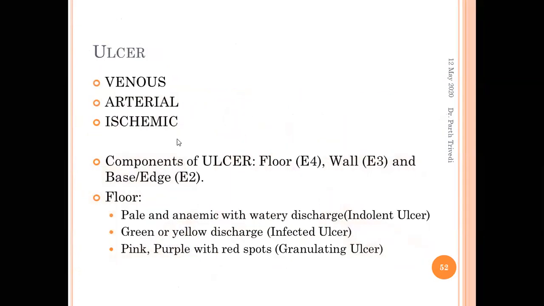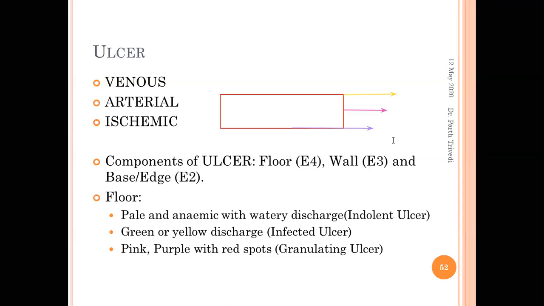Now in this ulcer, a very interesting thing is, I would like to draw the ulcer over here. So consider this is the ulcer. The ulcer has 3 components: floor of the ulcer, wall of the ulcer, and base or edge of the ulcer. Clear? So I would mark it over here with different colors. This one is floor. This one is wall. And the above one is the base or edge of the ulcer.